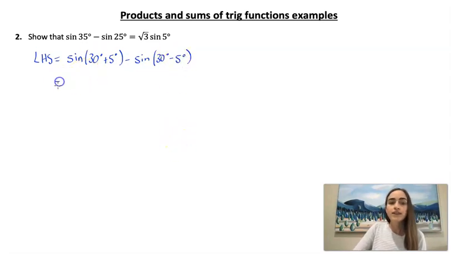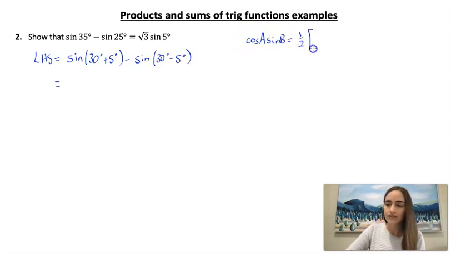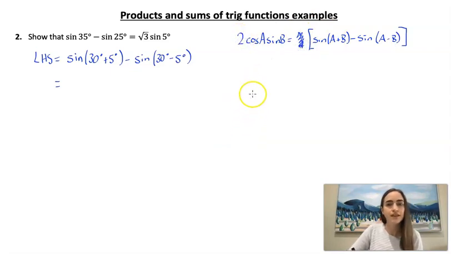Once we've got that, we need to think back to our rules. And one of the rules that we have is that if we have cos a sine b, that's equal to a half outside of sine a plus b minus sine of a minus b. Now, if we were to rearrange this, we could times both sides by 2, so we'd get rid of that half and we'd end up with a 2 instead.